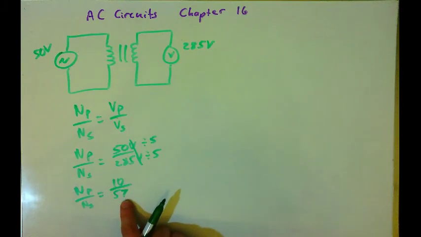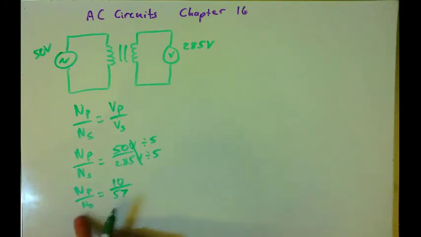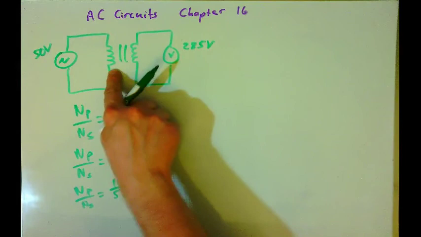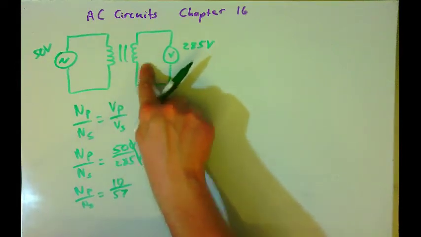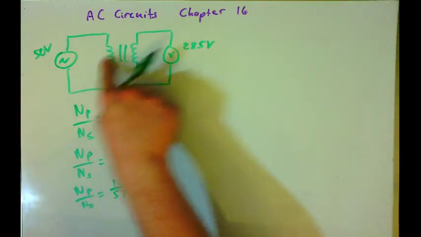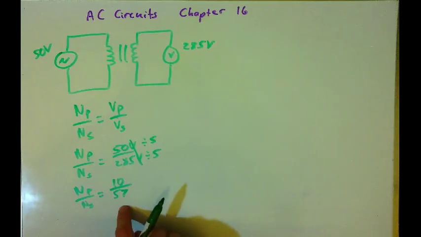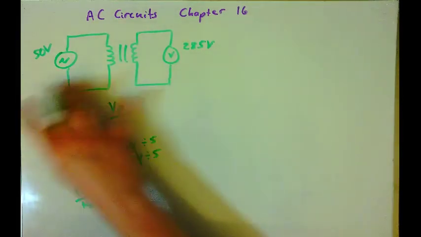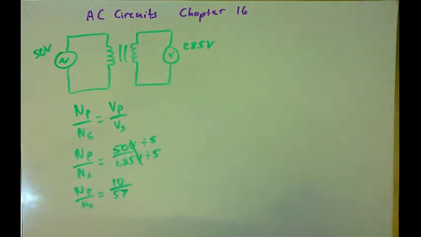And so this is just an example of a circuit where this is all we can solve for. I don't know how many turns are actually in the primary. I don't know how many turns are actually in the secondary. I just know that the ratio is 10 to 57. For every 10 turns there are in the primary, there are 57 turns in the secondary. I don't have enough information to find the current or the impedance.